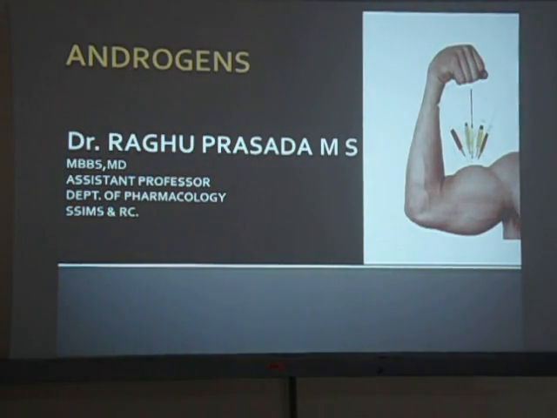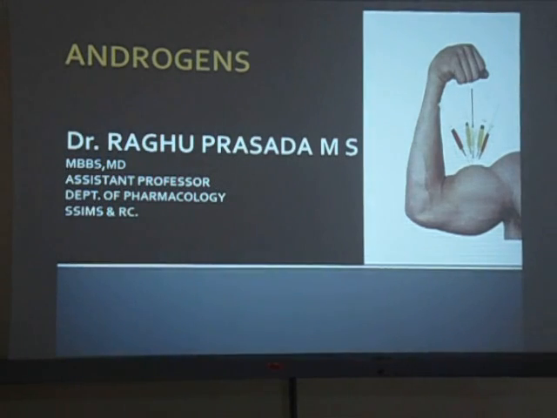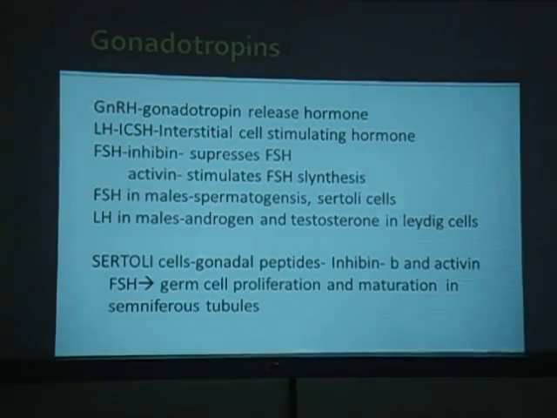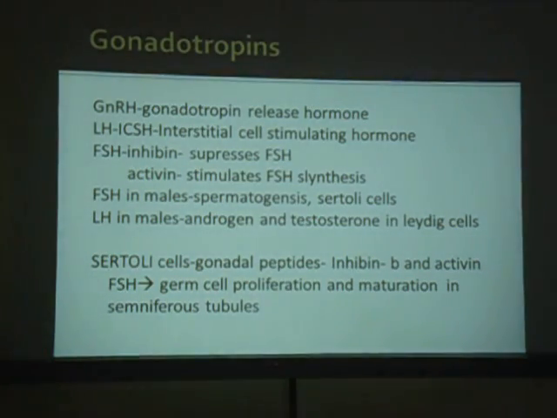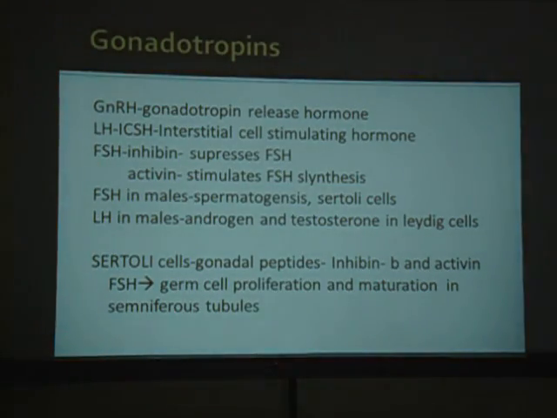Today we will learn what are the different androgens available for us and what are the anti-androgens which can be used for therapeutic purposes. Both androgens and anti-androgens find their use for therapeutic purposes. First, where our androgens are secreted and how they are secreted, all these things we need to know. We have already completed the anterior pituitary hormones.